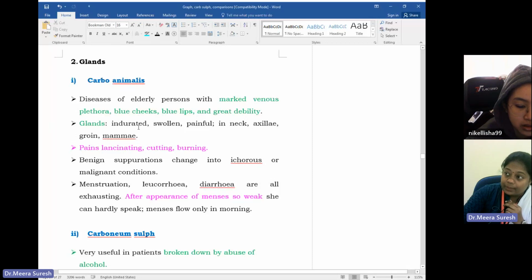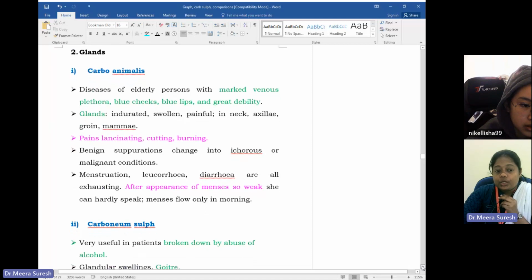Even if we don't have this collapse condition, that will be the end stage. But we get the person who is elderly with cancerous condition, the ulcer with this burning, lancinating pain, and these varicose complaints. We can think about carbo animalis. Then I told you in glance I have considered the male and the female symptoms also.